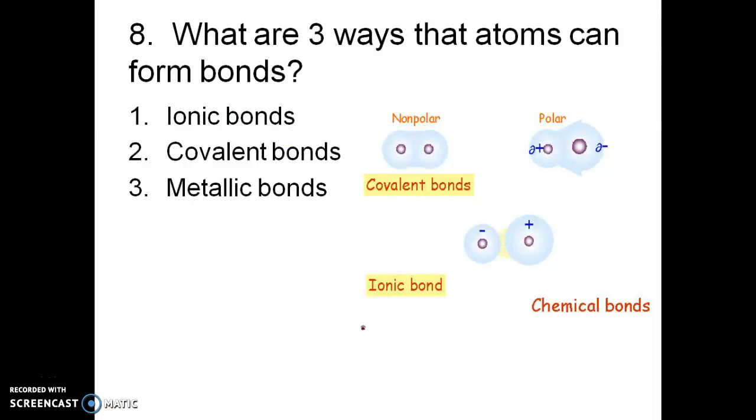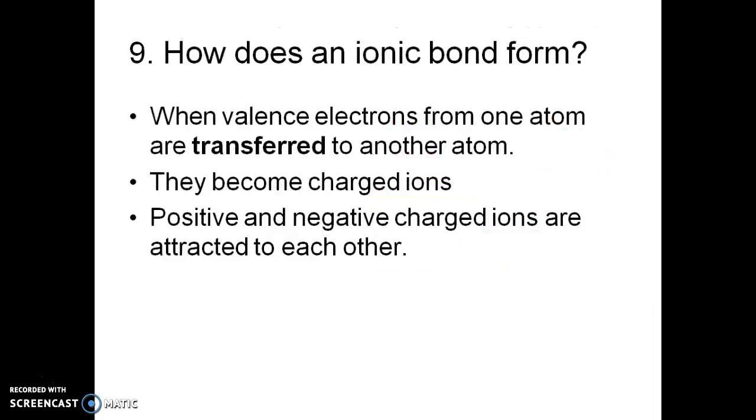Question number 8 asks, what are 3 ways that atoms can form bonds? Well, there are 3 kinds of bonds that we are going to be talking about. One is called ionic bonds. The second one is covalent bonds. And the third would be metallic bonds. So let's start to take a look at each of those 3 and find out what they are.